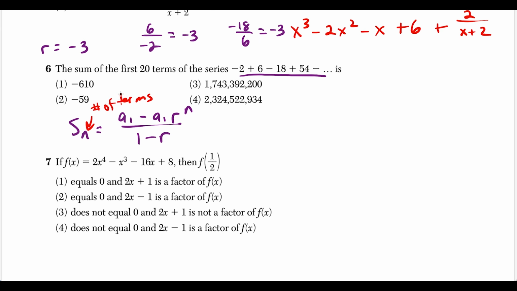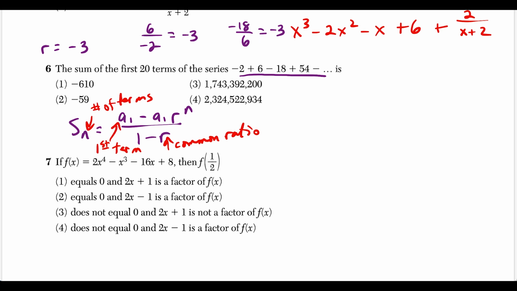Okay, so in this case, we're going to have n equal to 20. R is our common ratio. So we have to know what each term means in this equation. And then once again, n is the number of terms. And just be mindful here that a sub 1 is the first term.